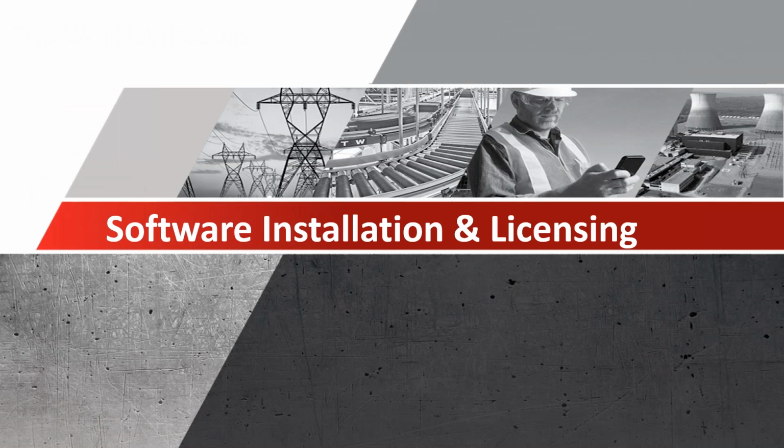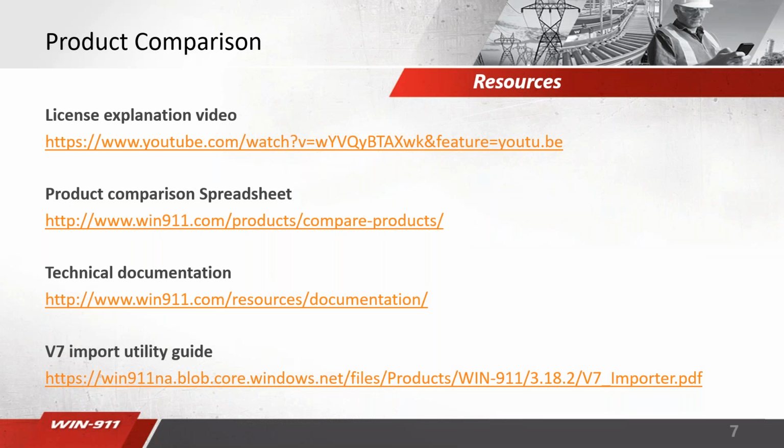All right, so software installation and licensing. Here is a resource page. We have plenty of documentation on our website and YouTube videos and KB articles and everything you should need. If you need to figure out how to do the licensing, we've got a video on that. Product comparison spreadsheet, technical documents, all this can just be reached from our WIN-911 page. And the V7 import utility guide is up there as well in case you're using the old V7 and want to get upgraded to our latest software.